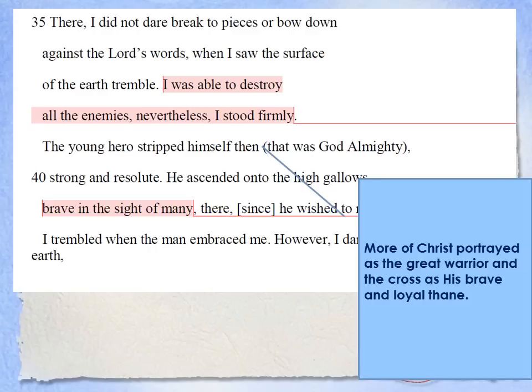"The young hero stripped himself then, strong and resolute." He ascended. No one's putting him on the cross. He's doing it on his own. He's rushing into battle. I think that's amazing.